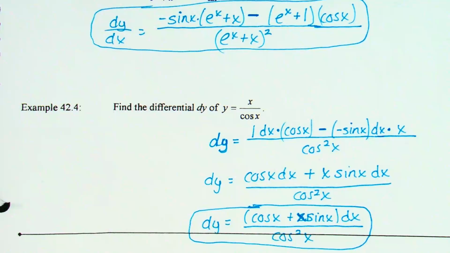The key moving forward, guys, we've got product rule, we've got quotient rule. You can't just take random derivatives. You have to think about, if there's multiple derivatives, how do I make this work?